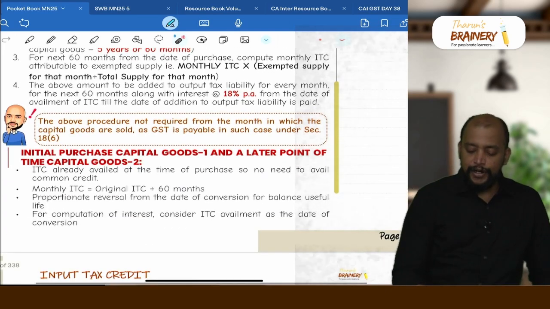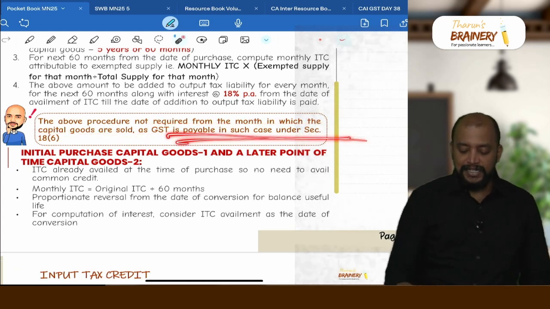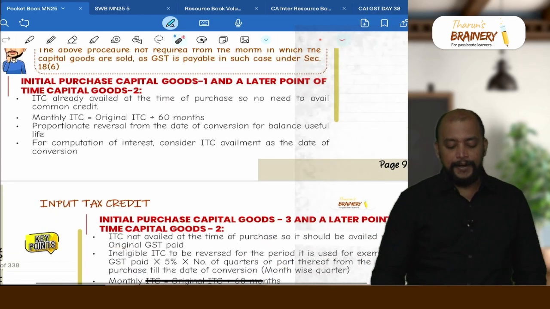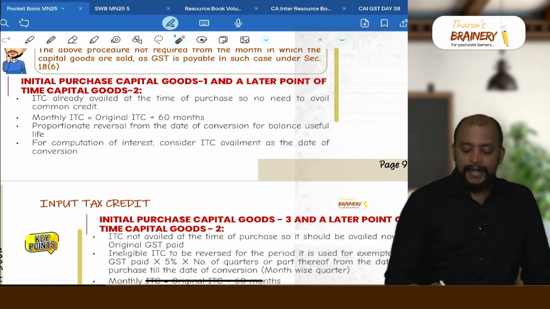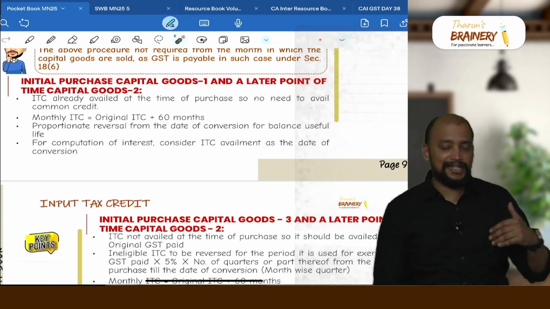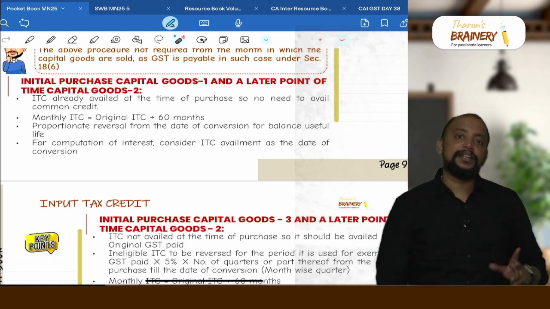The above procedure is not required from the month in which capital goods are sold, as GST is payable in such case under section 18(6). Then next one, suppose initially you purchase the capital goods as CG1, and at a later point of time it became CG2. That is common capital goods.